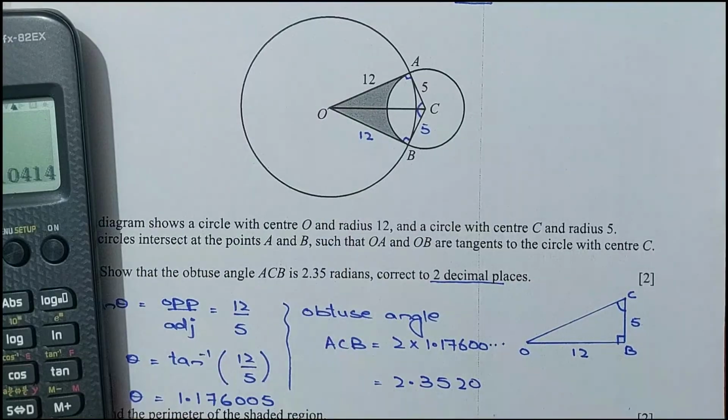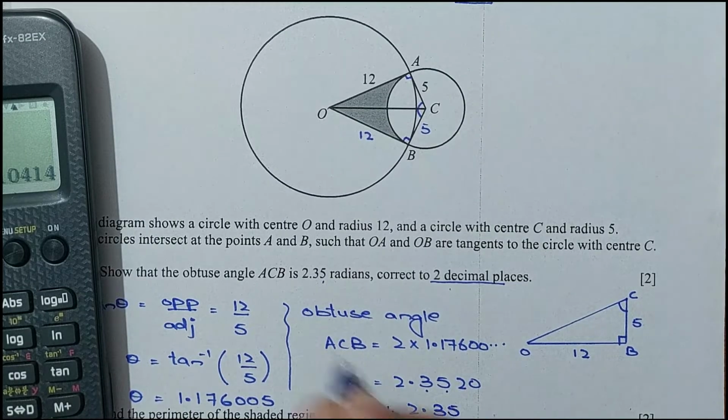2.3520. So we have to find it up to 2 decimal places. Up to 2 decimal places it is rounded to 2.35 radians. So it is true.